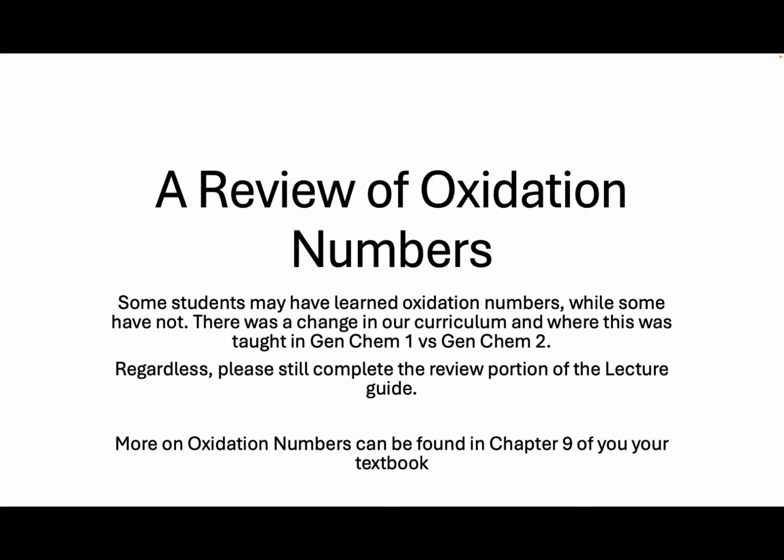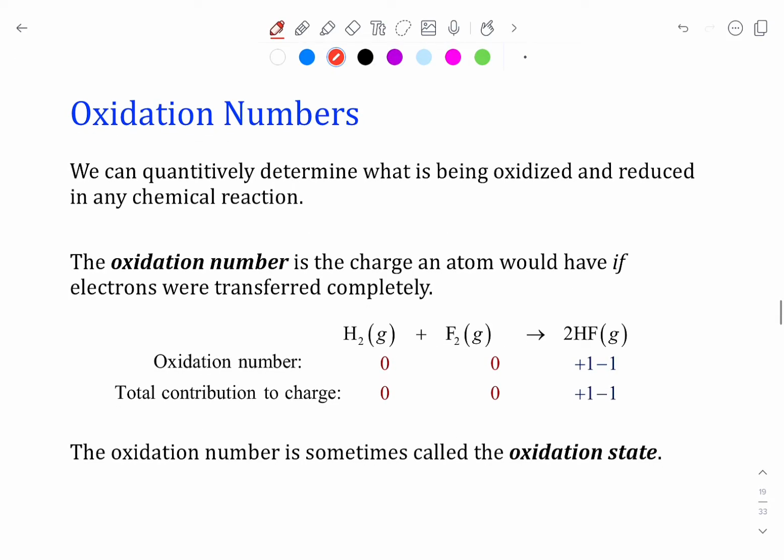If you would like to read more on oxidation numbers, then you can look towards Chapter 9 of your textbook to read and review. We can quantitatively, so using numbers, determine what is being oxidized and reduced in any chemical reaction. So we can physically see through the numbers how the charge is changing to determine how the electrons are moving around. This is referred to as the oxidation number. The oxidation number is the charge of an atom, or the charge that the atom would have if electrons were transferred completely.